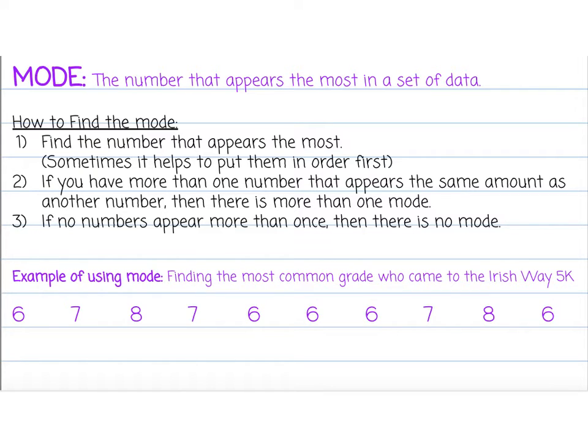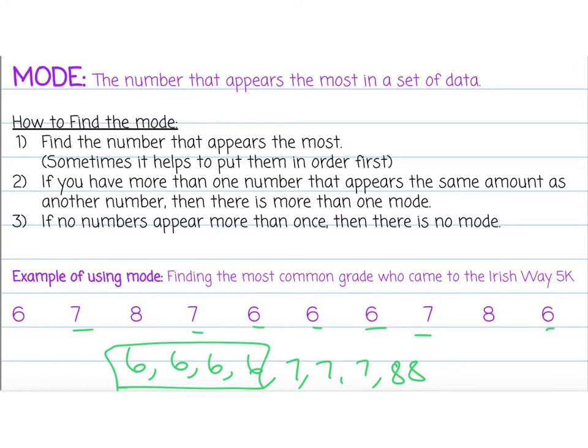All right, so an example of using mode: finding the most common grade who came to the Irish Way 5K. So I am going to put them in order again. I've got 1, 2, 3, 4 6s, and I've got 7, 7, 7, 1, 2, 3, and then 2 8s. So now it's easy to tell, okay, I have more 6s for sure, so the mode is 6. That's the one that appeared the most.